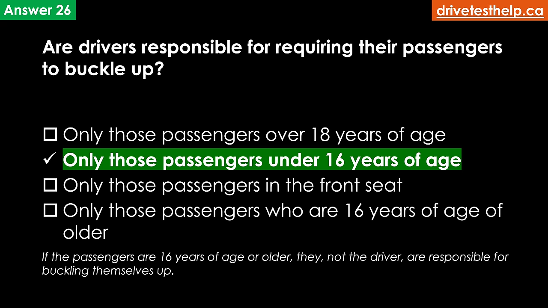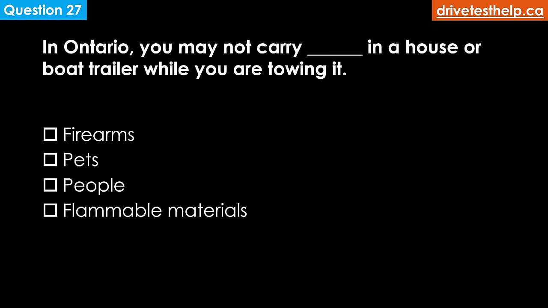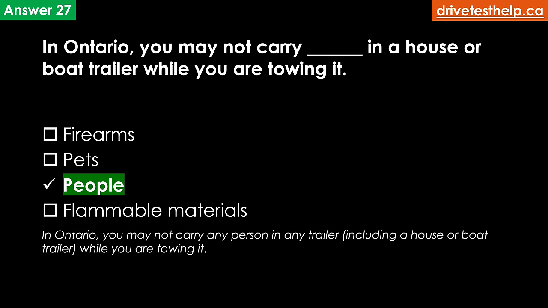In Ontario, you may not carry, fill in the blank, in a house or boat trailer while you are towing it. Firearms, pets, people, flammable materials. The correct answer: people. In Ontario, you may not carry any person in any trailer, including a house or boat trailer, while you are towing it.